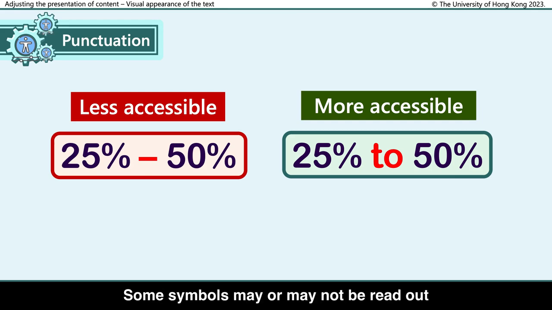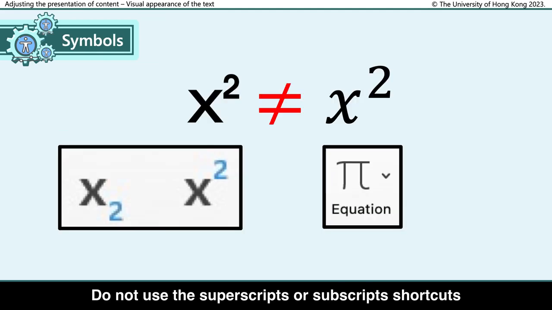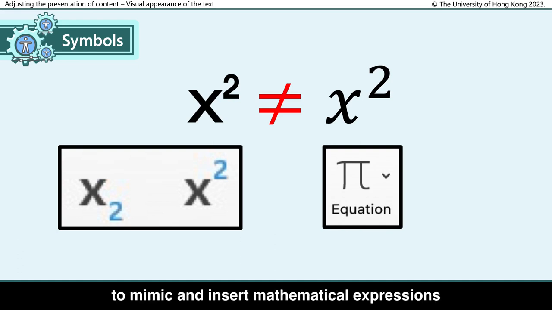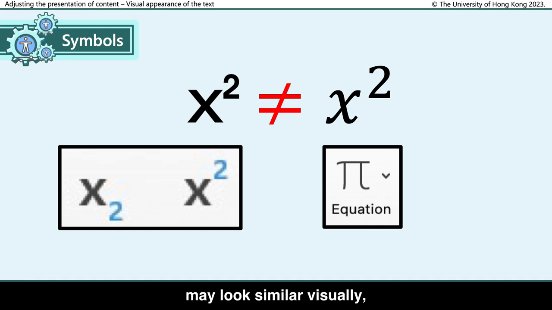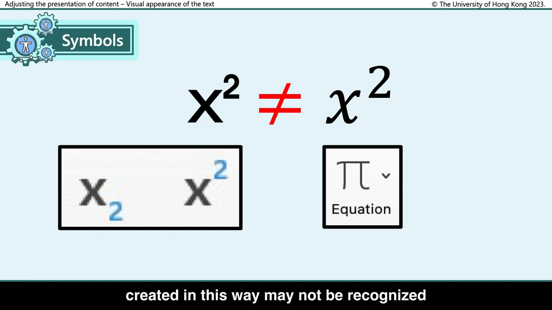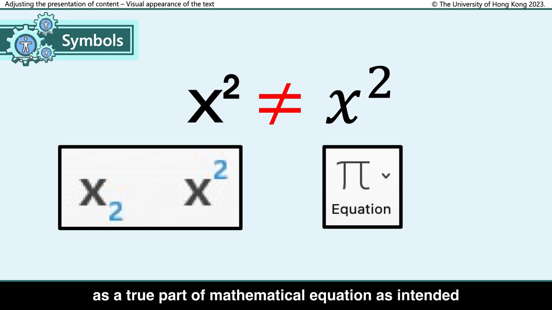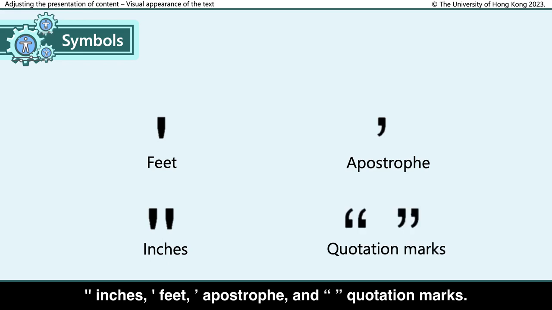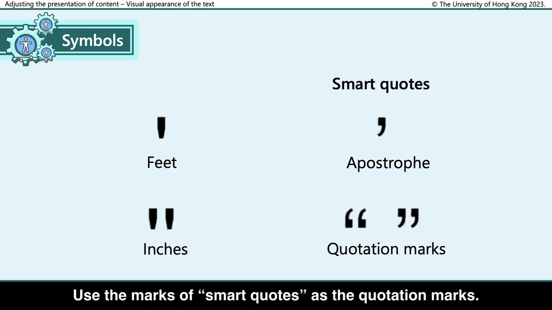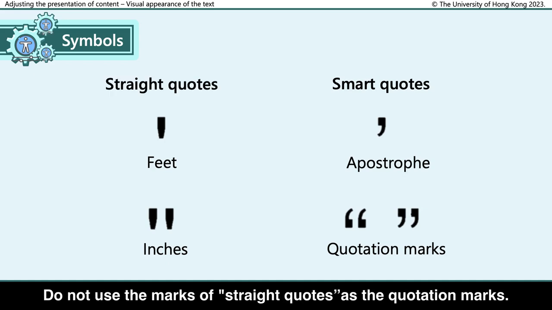Some symbols may or may not be read out as intended by text-to-speech software. Do not use the superscript or subscript shortcuts, along with alphabets, to mimic and insert mathematical expressions, such as small letter x with a superscript 2. Although x squared and small letter x with a superscript 2 may look similar visually, the small letter x with a superscript 2 created in this way may not be recognized as a true part of a mathematical equation as intended by text-to-speech software. Be aware of the differences between the marks of inches, feet, apostrophe, and quotation marks. Use the marks of smart quotes as the quotation marks. Do not use the marks of straight quotes as the quotation marks.